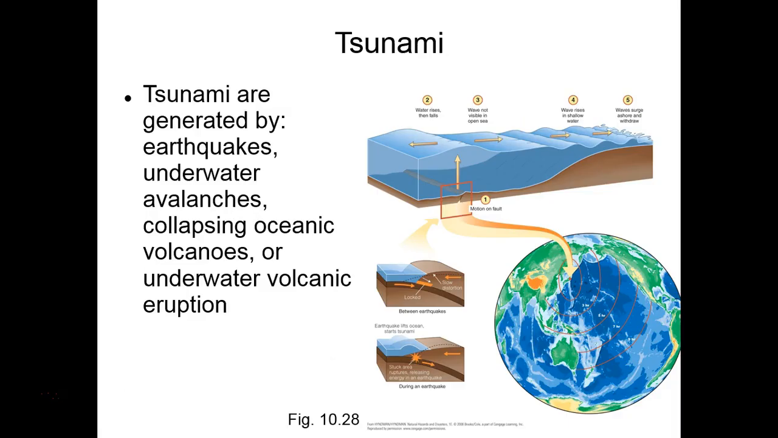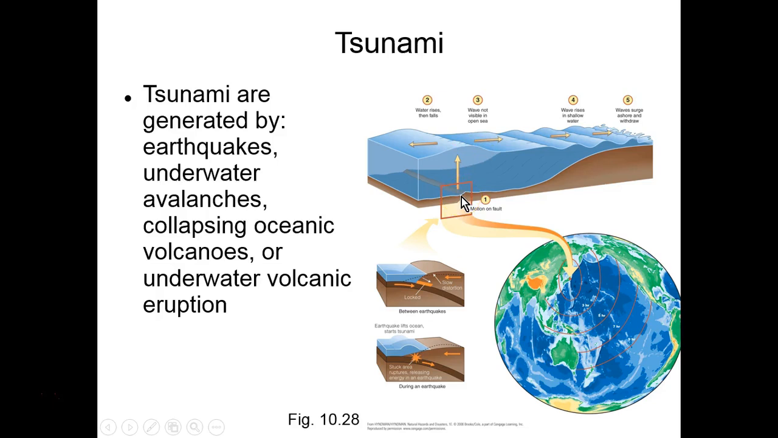Okay, and finally, a different type of wave is called a tsunami. Tsunami are not generated by wind. Instead, they are generated by sudden changes from land, essentially. Okay, so they can be generated by earthquakes, by avalanches, basically where you have a big bunch of land that falls into the ocean. They can be generated by a volcano in the ocean collapsing, or even from a volcanic eruption underwater.